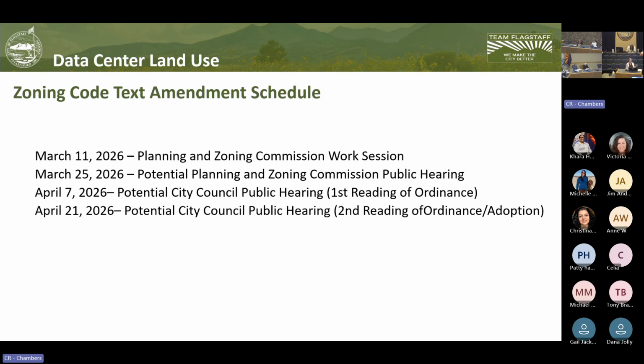With that, that's the sum total of the synopsis of why we're doing this text amendment and what the proposed text amendment does. This is our schedule for the public hearing process. So March 11th is today. This is our work session. We'll be back in 2 weeks for a public hearing. No typos this time. And we will have our potential council public hearing on April 7th, with a potential city council public hearing, which would be second read of ordinance and possible adoption, on April 21st.